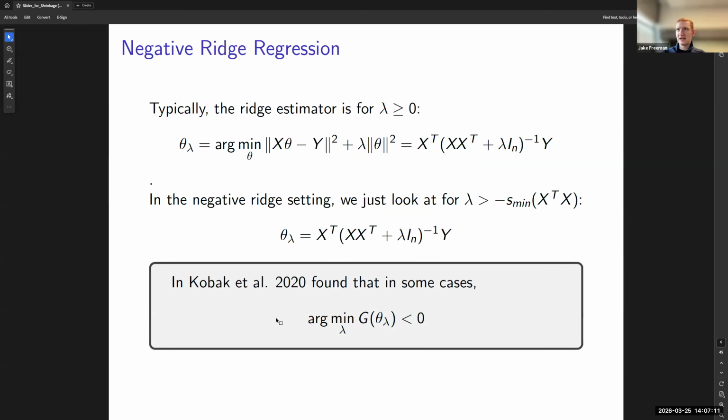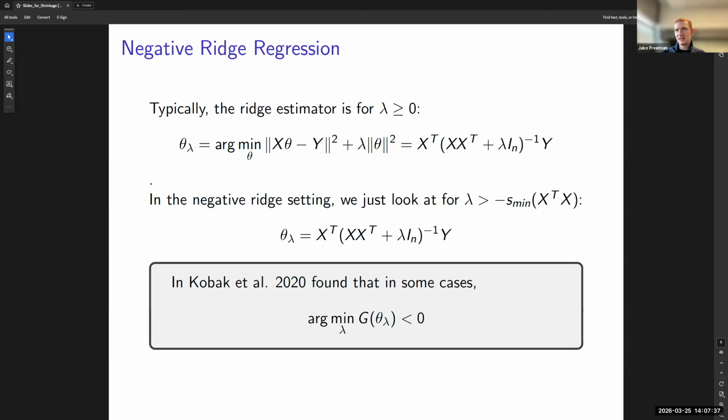And so before we get to that, I just want to discuss negative ridge regression for a second. Negative ridge regression is a newer idea. It's been around for a while, but its use in practice was inspired by this paper, Kobak et al. They looked at real world data sets, where you can actually want your optimal ridge regression parameter to be negative. But the question, of course, is what does that mean?